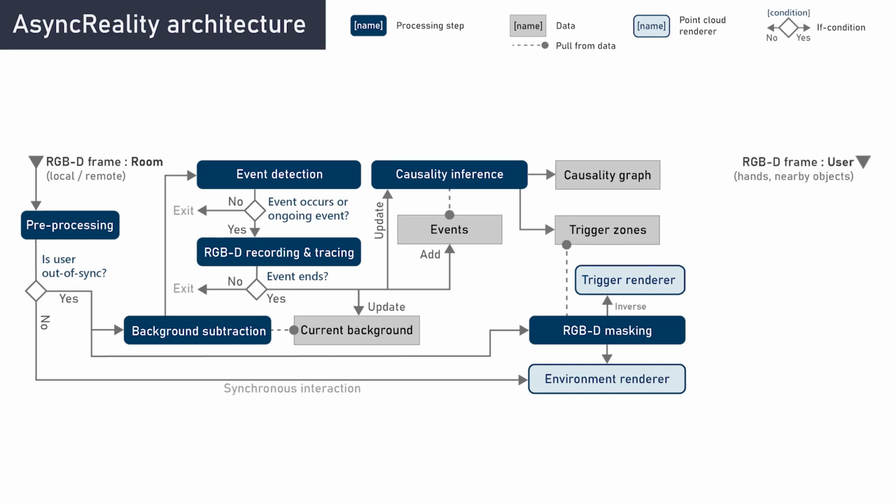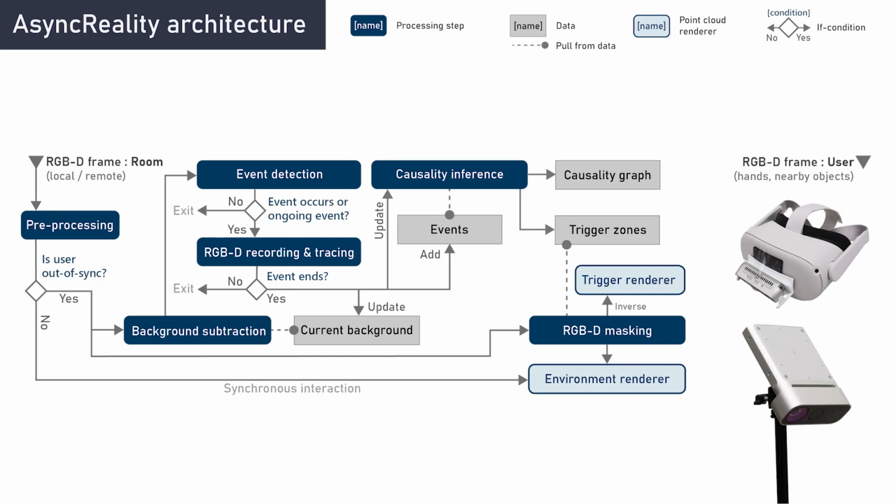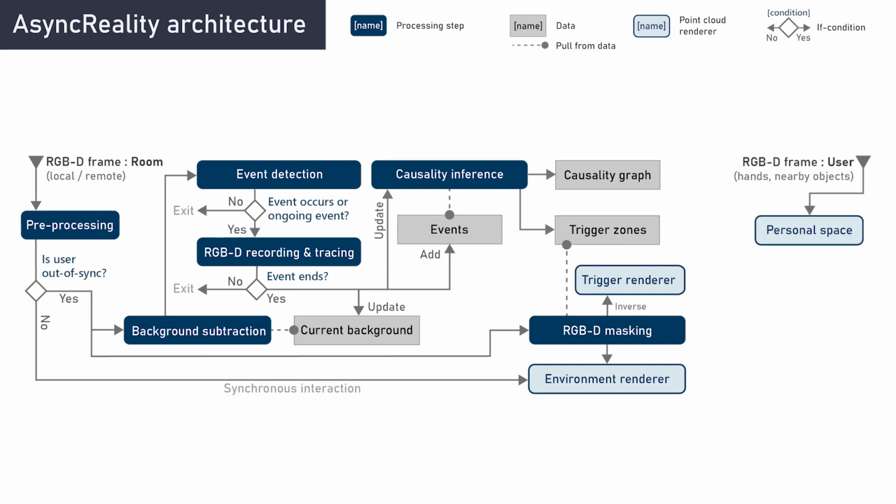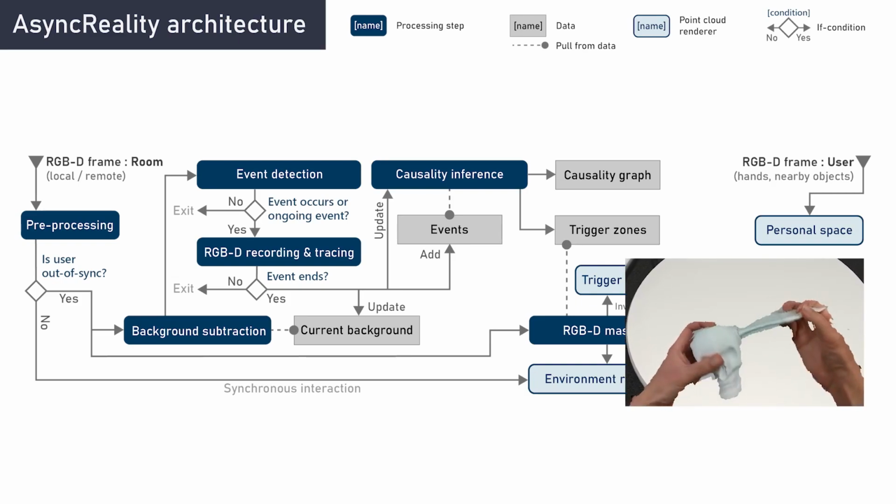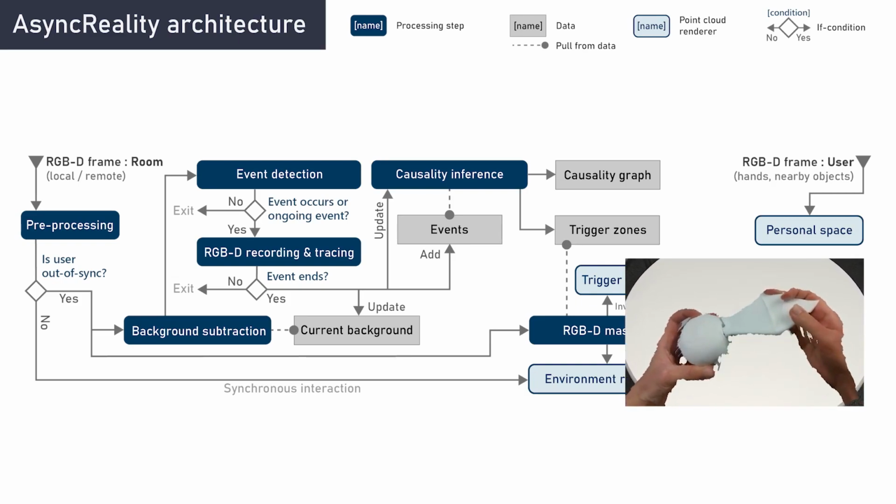The other input of the system consists of the RGBD streams that capture the area close to the user. In the case of our prototype, those frames come from the RearSense attached to the Oculus, as well as the Kinect that points to the user's desk. We always render the point clouds from those streams so that the user can interact with handheld objects, for instance.